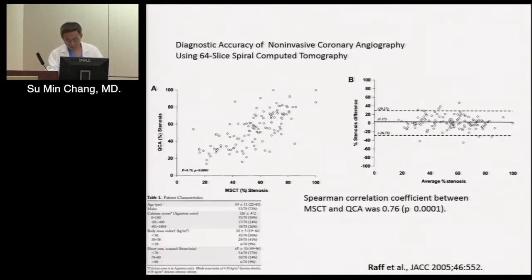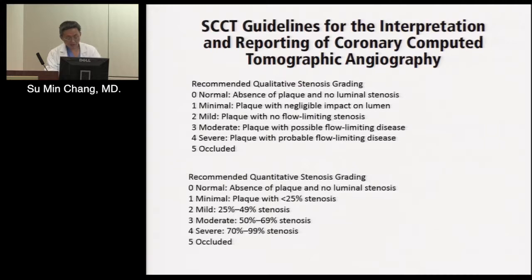So basically, SCCT, which is our main society for cardiac CT, recognizes that. So you can do quantitative stenosis grading, which personally I don't like, but I use it, especially in cases where I'm not so confident because of the image quality. I think semi-quantitative is a little bit better. You give a range, okay?